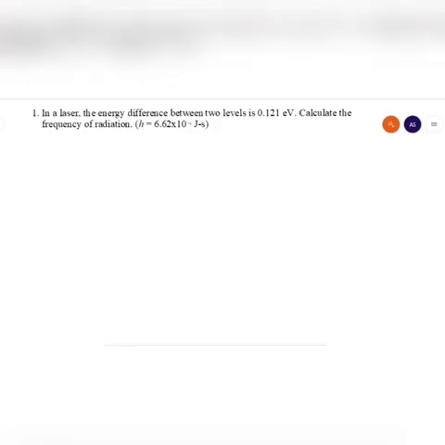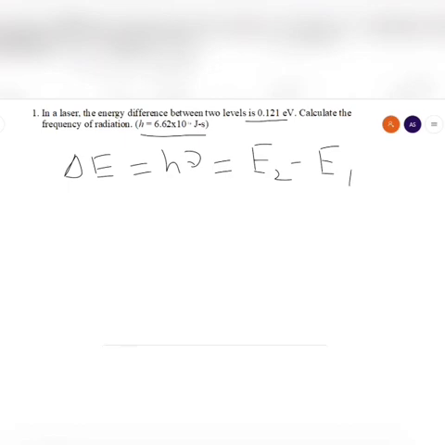In the first question, the energy difference between two levels is given as 0.12 electron volt, and the value of the Planck constant is also given. Now calculate the frequency of radiation. You know that delta E is equal to h mu, which is equal to E2 minus E1.